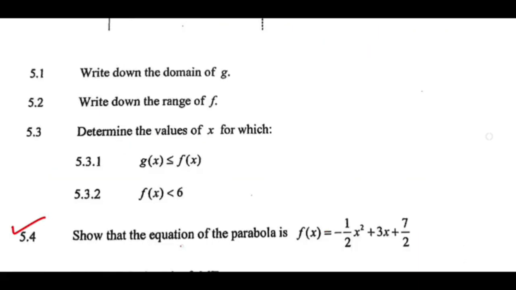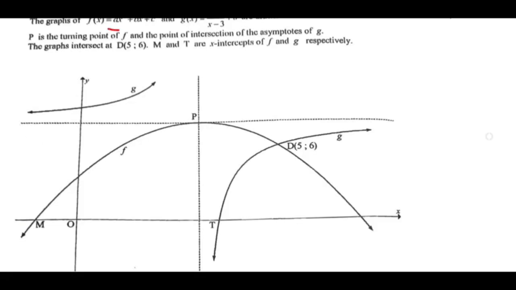5.4, it says show that the equation of the parabola is f of x is equal to negative 1 over 2 x squared plus 3x plus 7 over 2. We need to show that. But remember, this is the parabola standard equation, and this is a turning point form here because the x value is 3 and the y value we got is 8. So this is a turning point form. So we need to solve now here, and these are the points. D is the point on the parabola.